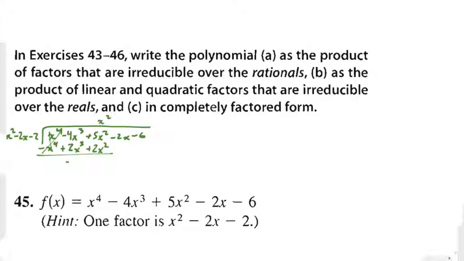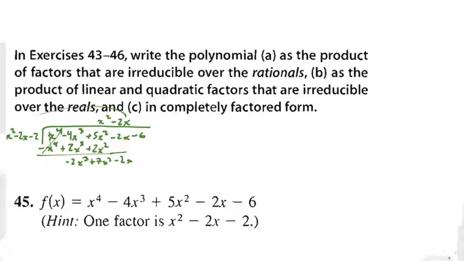This one becomes a negative 2x to the 3rd. And then we have a 7x squared. And then I bring down my next term, negative 2x. All right, we got three terms here. So let's keep going. What is that first term divided by that first term? Negative 2x to the 3rd divided by x squared will be negative 2x.